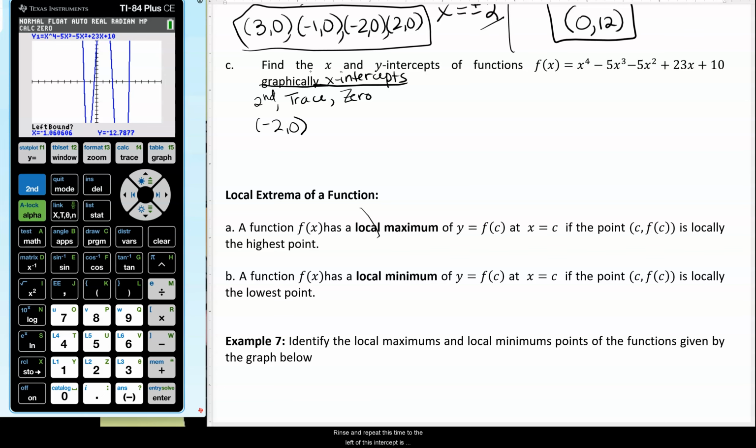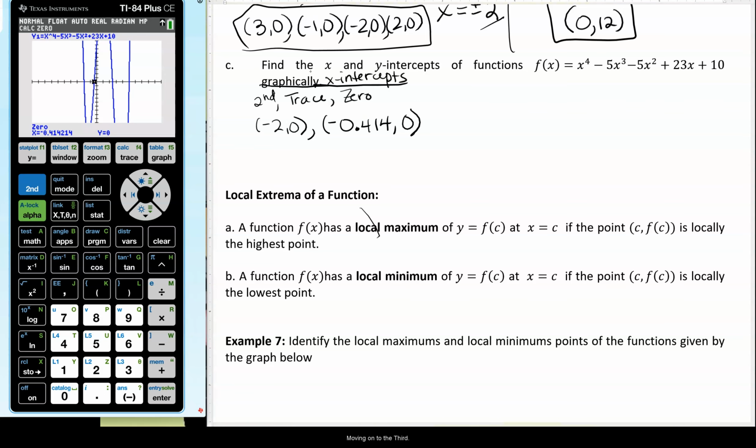This time to the left of this intercept is going to be below the x-axis, so I'm going to hit enter. Right of this intercept is above the x-axis, and hit enter again, and I have an approximation of -0.414 as that x-intercept.